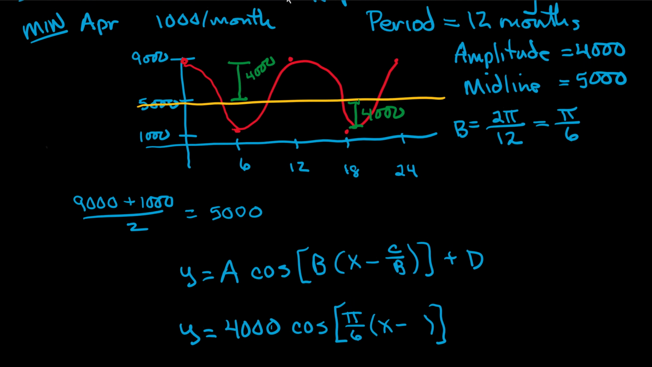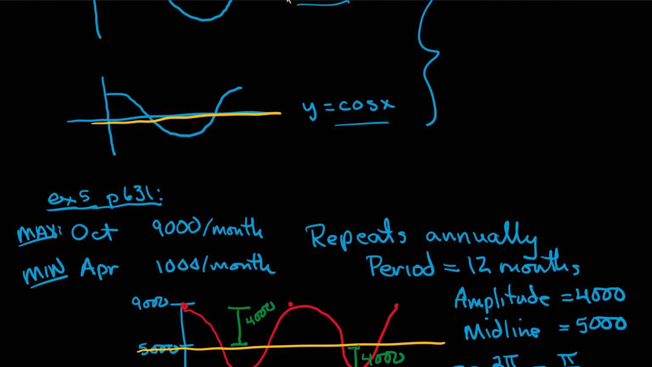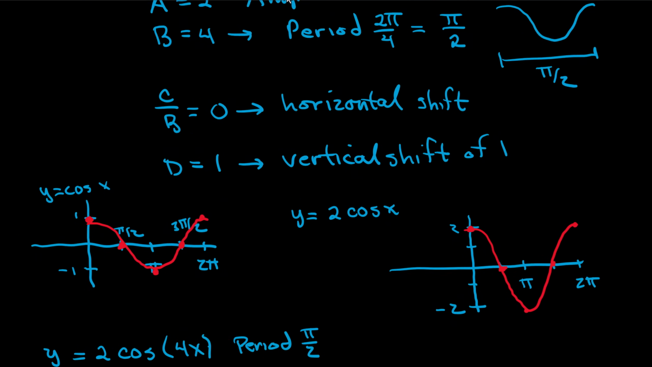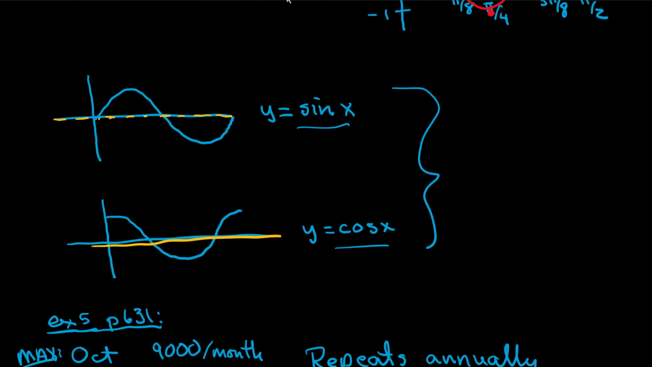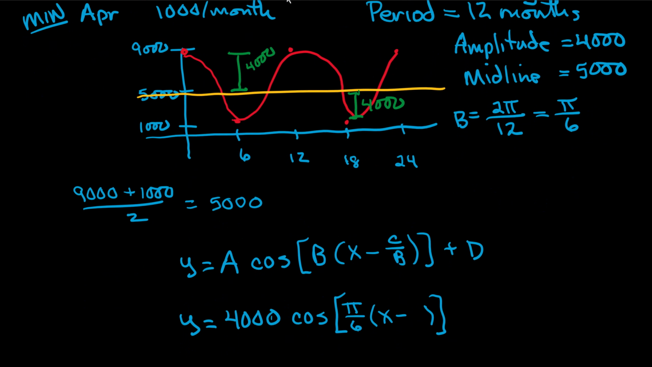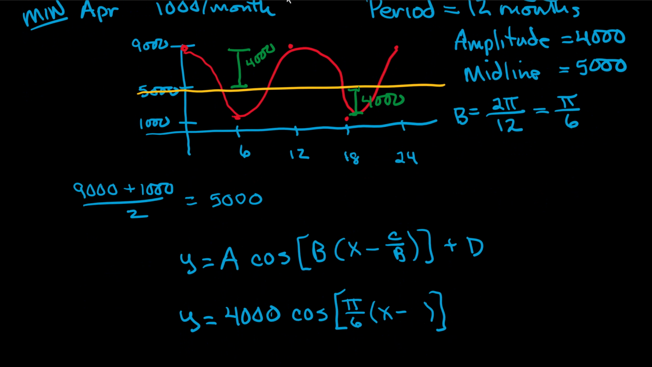C is going to be how much this is shifted. If we take a look, how much is this graph shifted left or right? Well, if you take a look at this graph, do you see that it hits its peak right at the start at 0? So we don't need to shift this left or right at all. We can just put in 0 there.